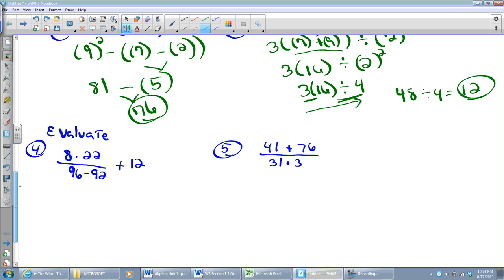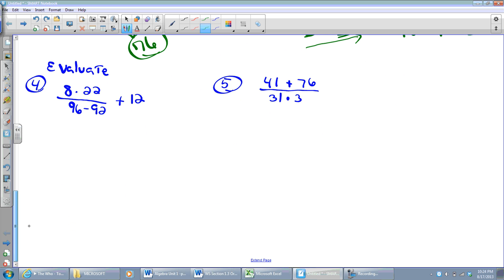All right, moving right along to evaluation type problems. Now, a lot of you are going to go 8 times 22 and 96 minus 92, figure out what that is, and then add 12 to it. I'm not going to do it that way. No, I like to work smart, not hard. I'm going to do this subtraction here first. That's going to be my first step. And that's, of course, going to be 4. And I'm going to leave this as 8 times 22 plus 12.